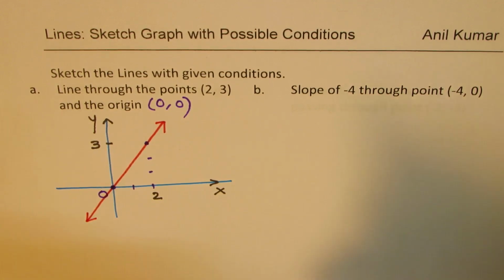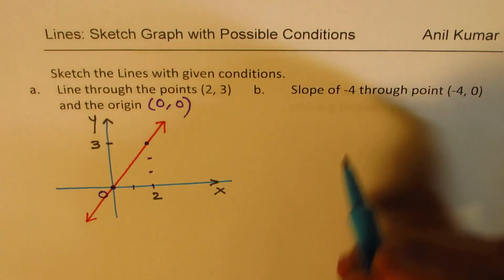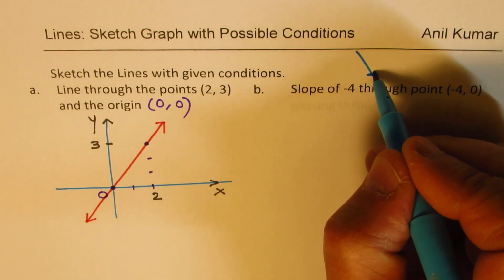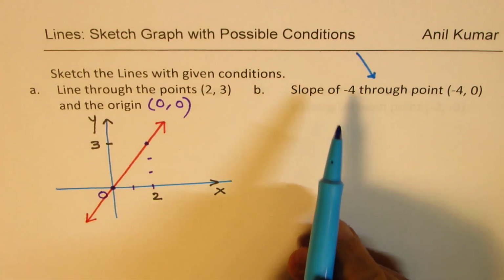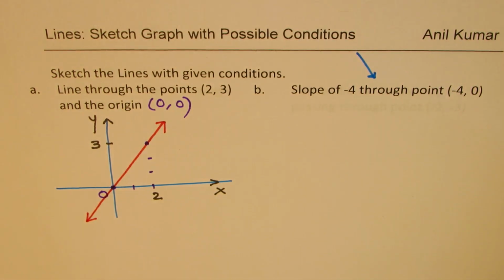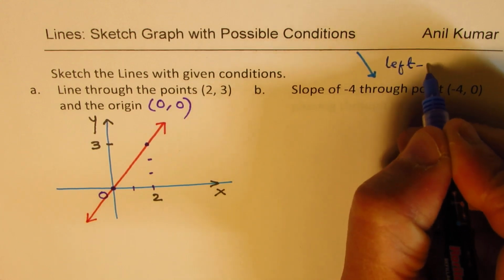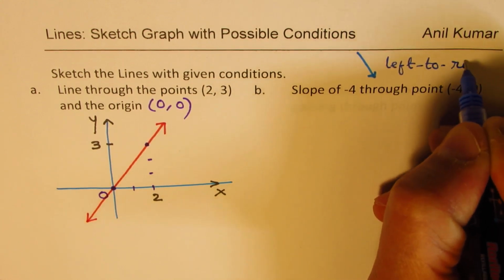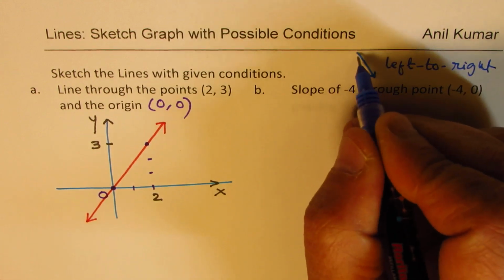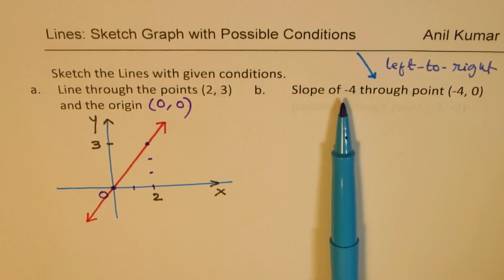Second one. We need to sketch a line whose slope is minus 4. Minus 4 means coming downwards, right? So minus means going downwards. Whenever we look at a line, we look from left to right. So it's kind of important to understand. We have to see left to right. So if it is going down, it means negative slope. Perfect. Negative slope, minus 4.